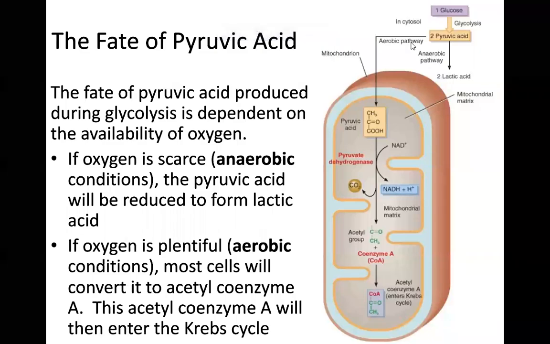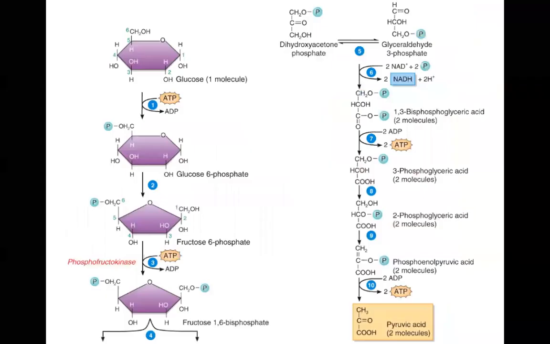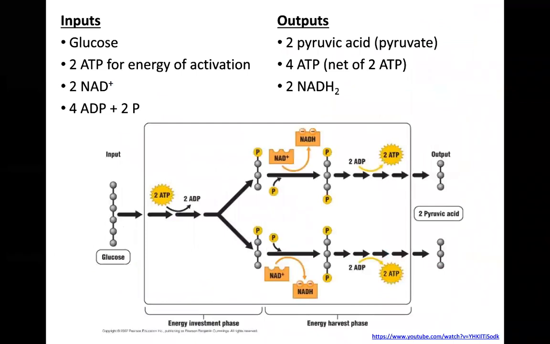So let's talk about the fate of pyruvic acid. First, before I get into that, let's just remember where pyruvic acid comes from. Pyruvic acid is formed from the stuff we talked about last time, what we call glycolysis, which is what's illustrated here on this page. Glycolysis is where we start with that 6-carbon molecule of glucose.